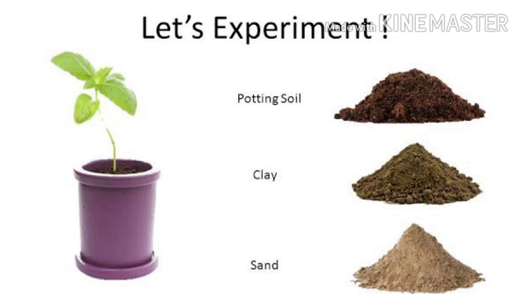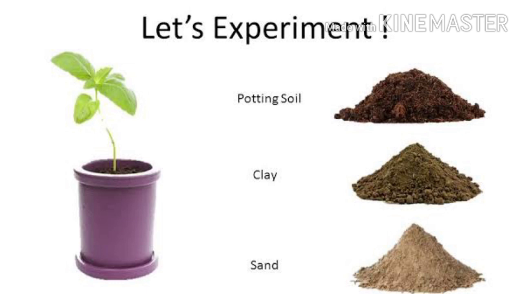After observing that, he came to know that after 3 days, the sandy soil beans sprouted 1.8 centimeters, the clay soil sprouted 1.5 centimeters, and the potting soil sprouted 1.8 centimeters. Next, on the 6th day, sandy soil 2 centimeters, clay soil 1.7 centimeters, potting soil 2 centimeters.